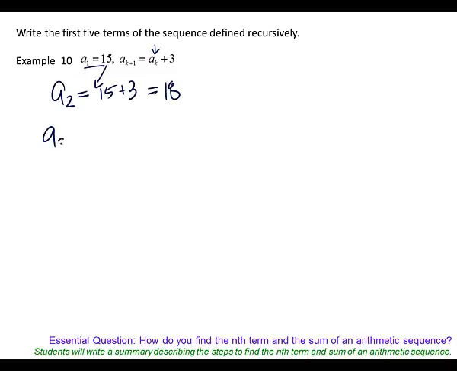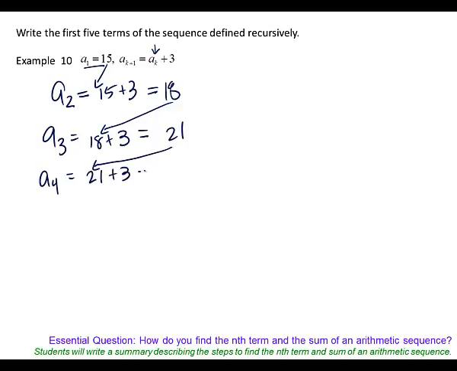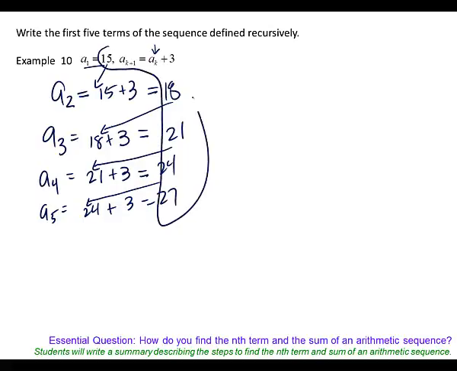18, perfect. To get a sub 3, I take the 18 and put it in. Plus 3 is going to get me what? 21. A sub 4, I'm taking the previous term value, putting it in. What do we get? 24. Good. A sub 5, put in the previous term. What do we get? 27. And you see how the first 5, we already had the first one? So we don't have to do 5 of those, we just have to do 4.